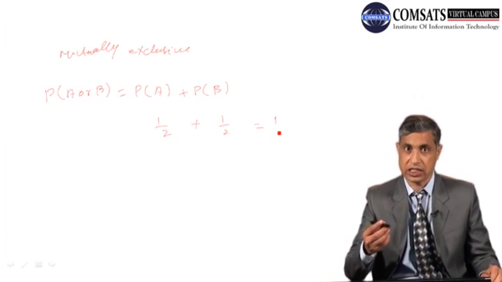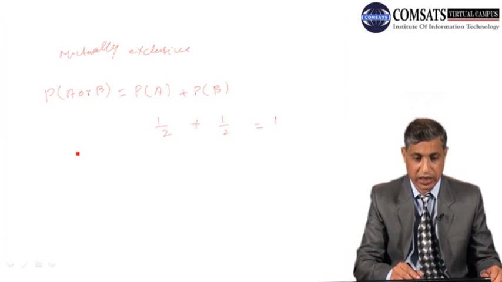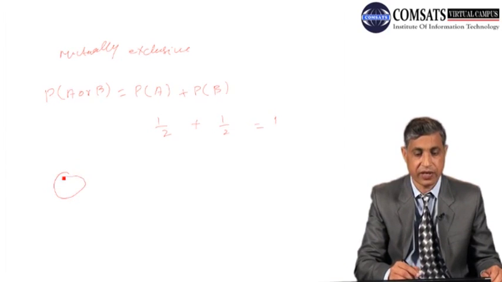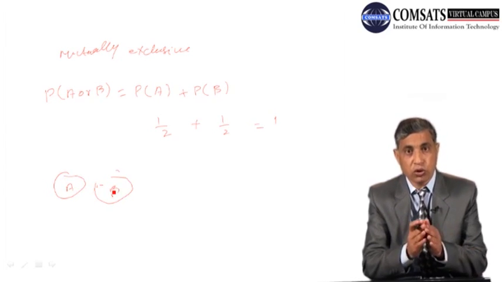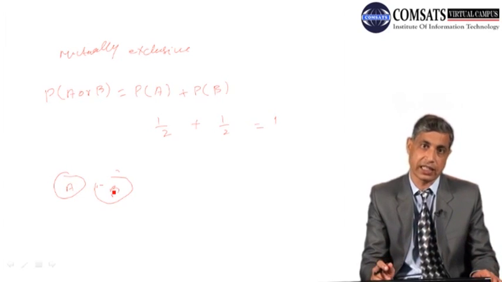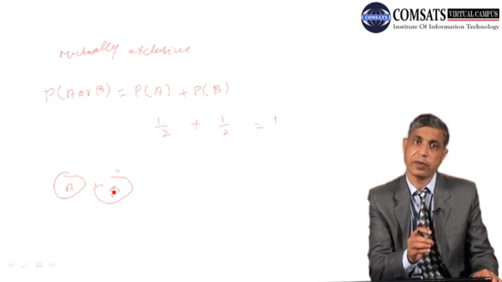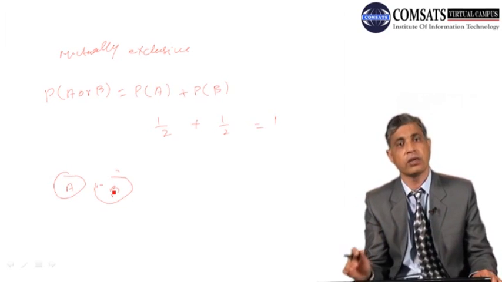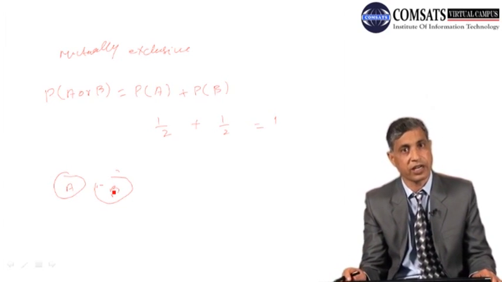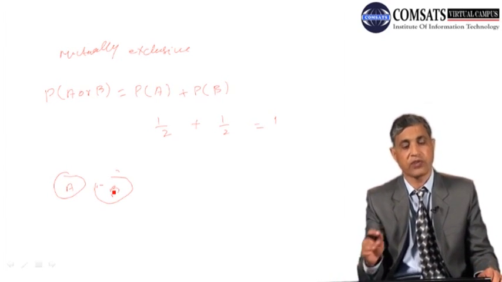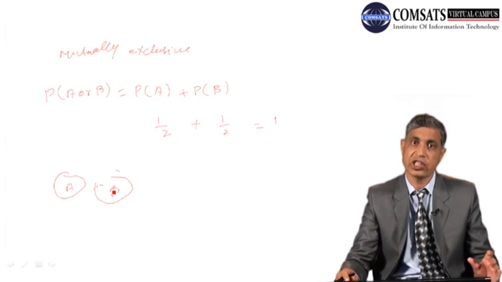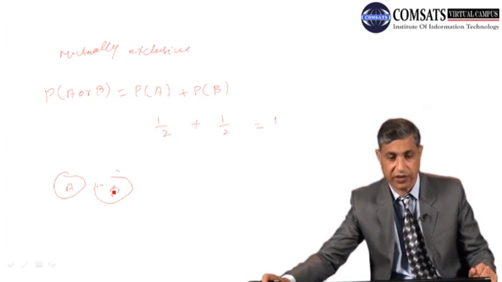If I want to show this with the Venn diagram, you can see that this is the A event and this is the B event. So what this means is both the events are not overlapping. It means the probability of event A happening is totally different from, is independent from, the probability of B happening. So 1/2 plus 1/2 will be equal to 1. This is the addition of the mutually exclusive events.